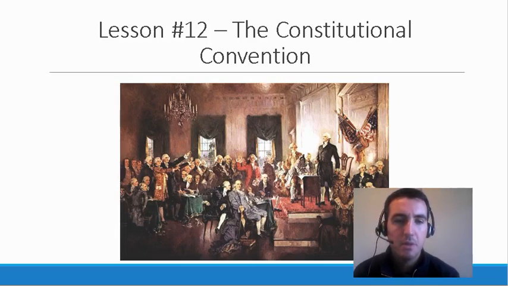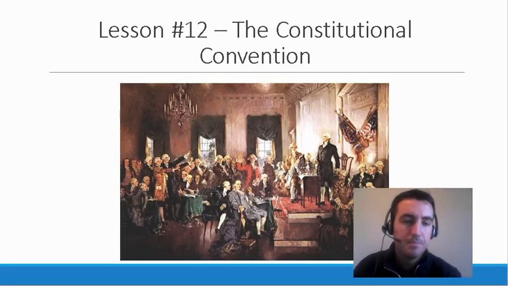is going to lead to the creation of the U.S. Constitution. So the Constitutional Convention was a meeting to fix the Articles and kind of amend them and change them around a little bit, but it evolved into creating a whole new document, which we know today as the U.S. Constitution.